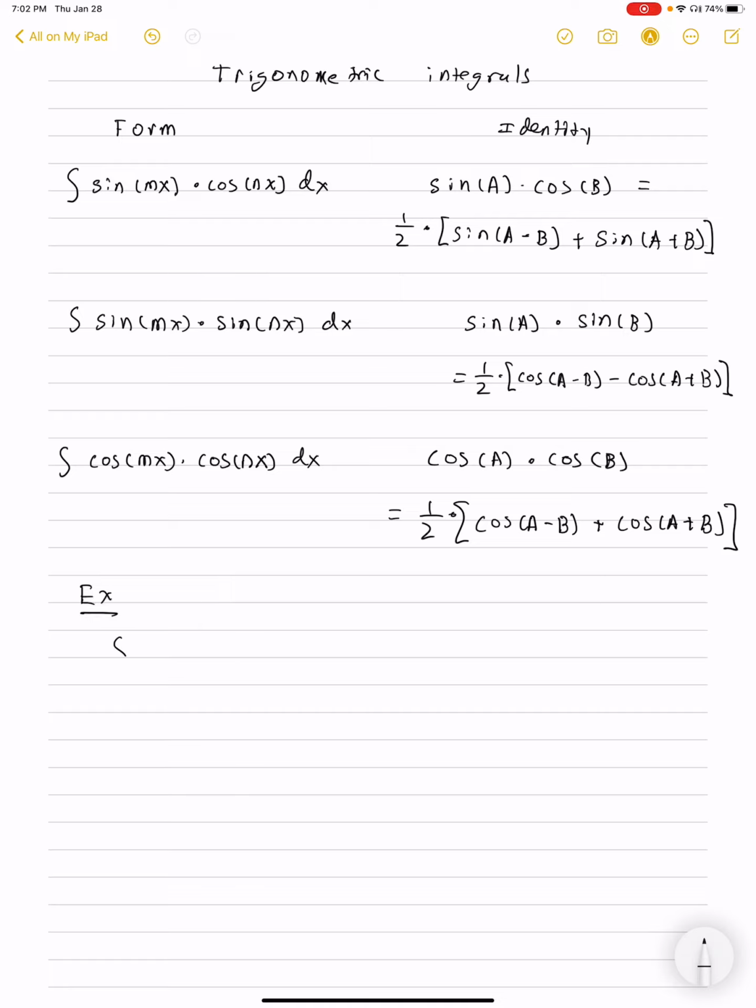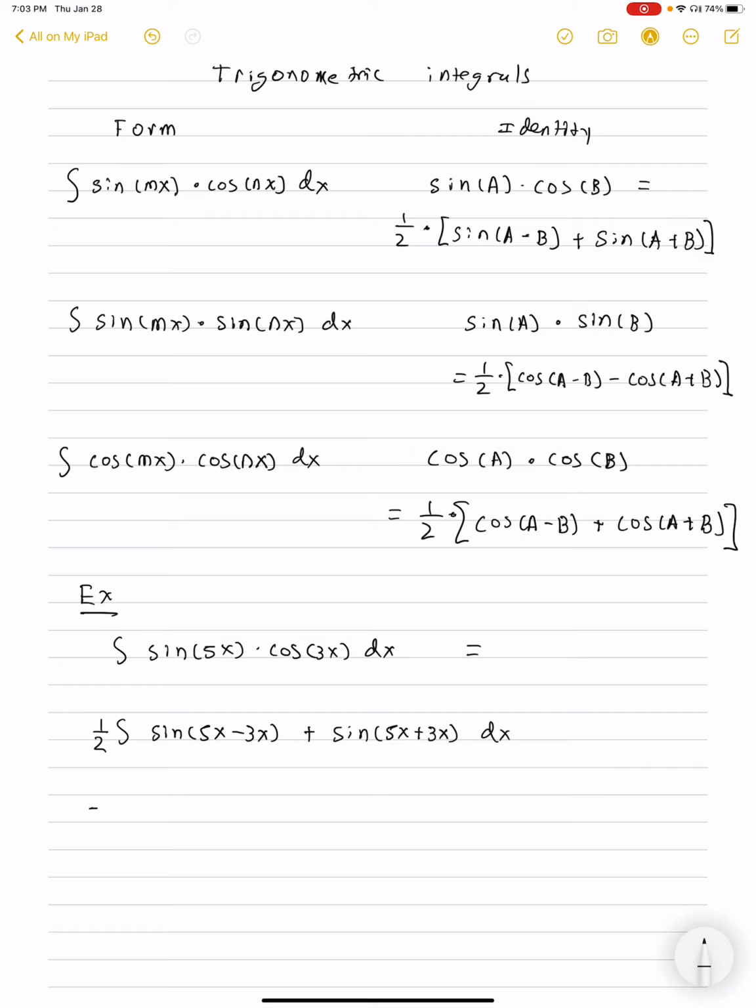Okay, so let's do sine of 5x times cosine of 3x. If I want to integrate this, I'll let a be 5x and b be 3x. So we just use our identity, and I'm going to get 1/2, and I'll put the 1/2 outside the integral of sine of a minus b, so that'll be 5x minus 3x, plus sine of 5x plus 3x.